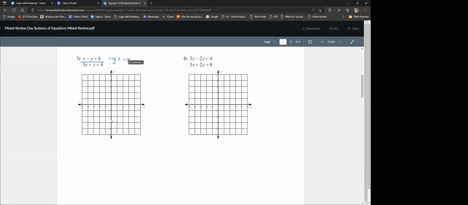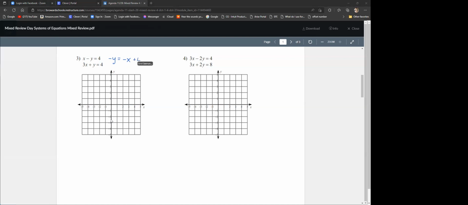Okay, so on the left-hand side, it's positive here. When it shifts, it switches to the opposite sign. It's not always going to switch to negative. It's going to switch to the opposite sign of what it is. If it's a negative, it switches to a positive. If it's a positive, it switches to a negative. Exactly. And then this is a +4 here.